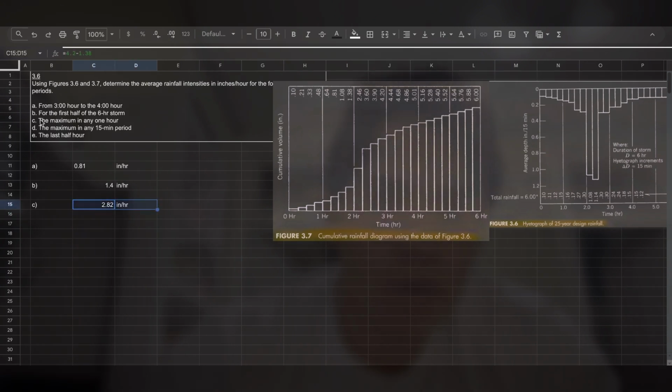So that's the answer for the part C, and that's the maximum rainfall intensity that happens in this 6-hour storm event. Now part D, they're asking for the maximum in any 15 minutes period. So all you need to do here is find the highest difference in bars, and these two are very similar, but part D.